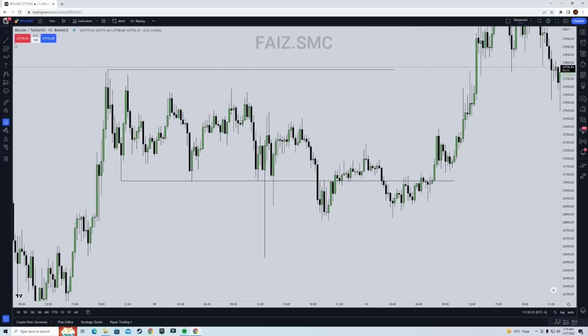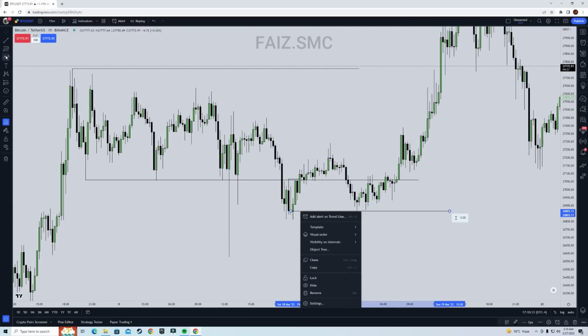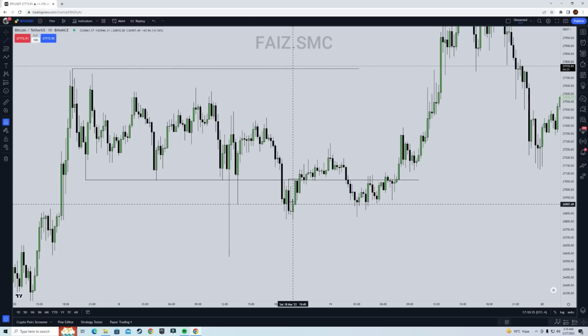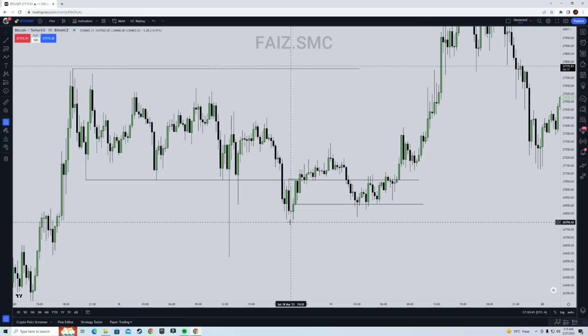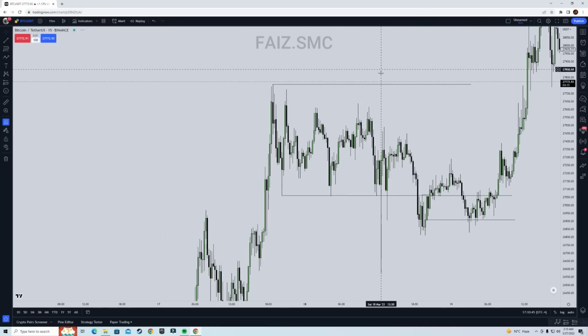We did have a shift in market structure right here, right? And we did have this order block right here, or you could consider this as your order block right here. You would have entered from here or from the retest, put your stop right below this level, right below this low, and you could have targeted the opposite side liquidity.